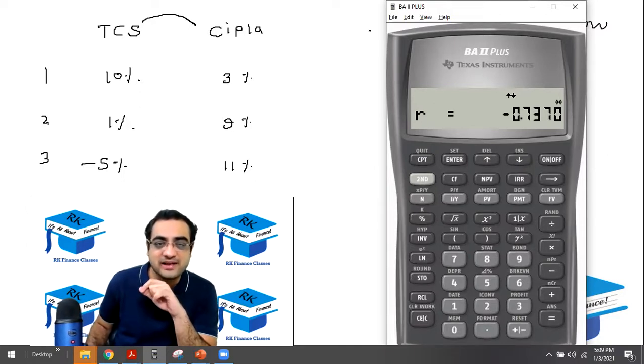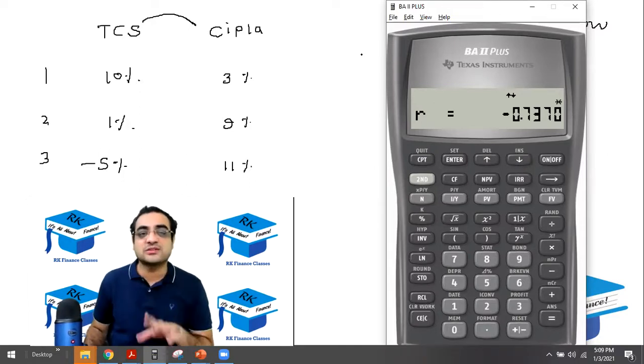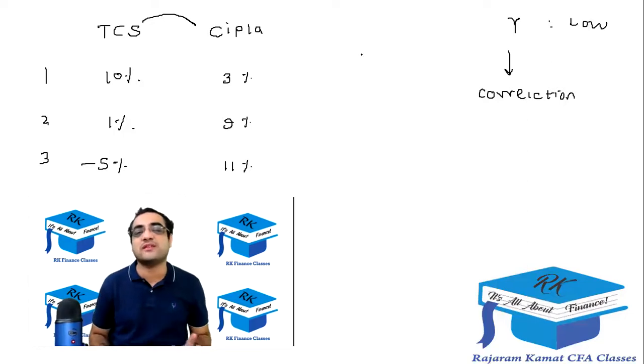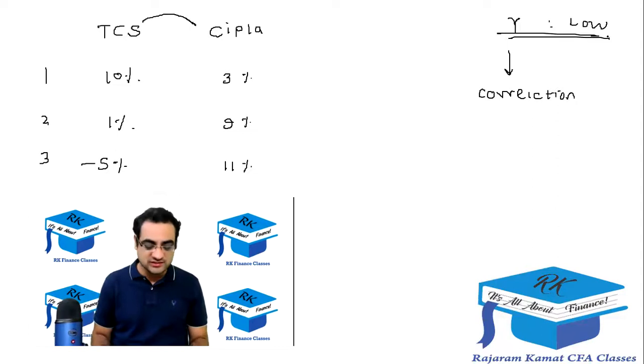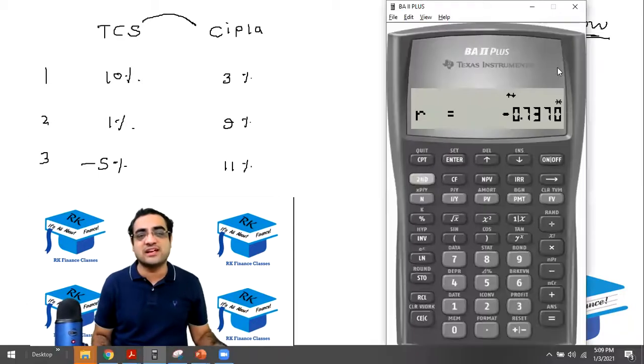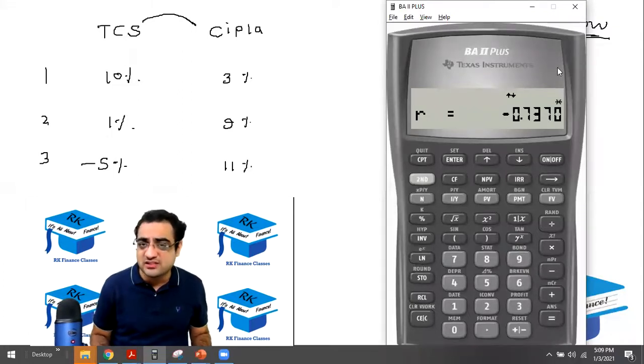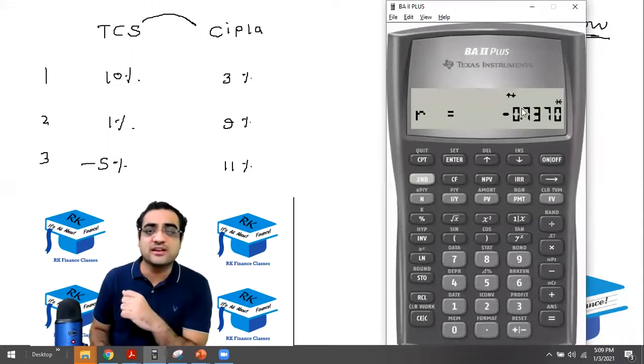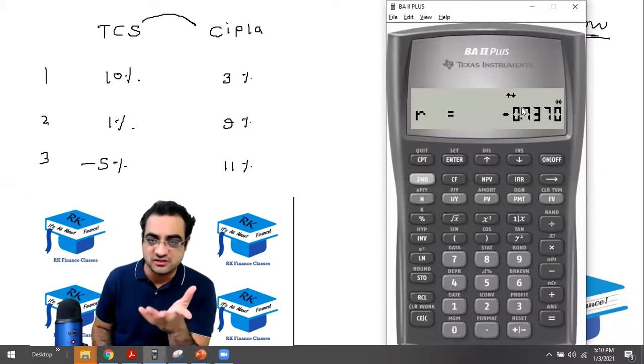The R is coming to minus 0.73, which means that the correlation is very negative, very low, and that proves the point that the correlation will be lower. I repeat, as correlation is lower, it could be even negative. Very good. If the correlation is negative like this, it's actually very good for the purpose of diversification. Higher correlation is bad diversification. Lower correlation, negative correlation is actually a very good diversification.